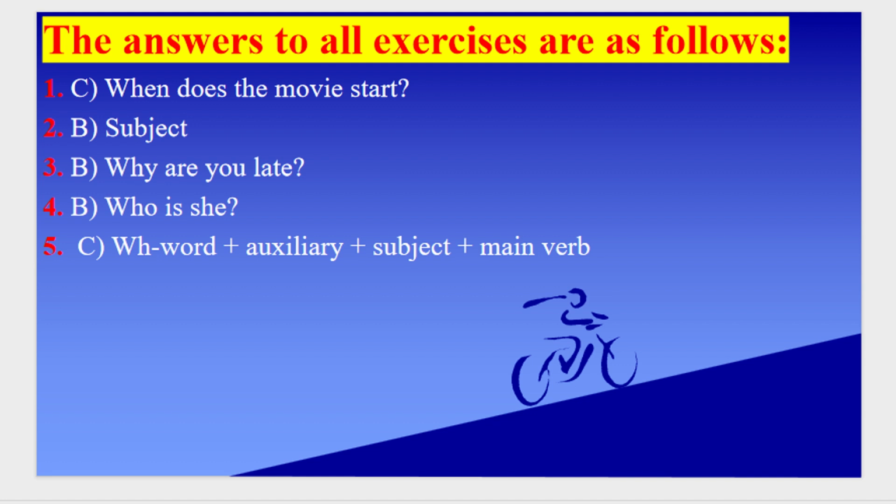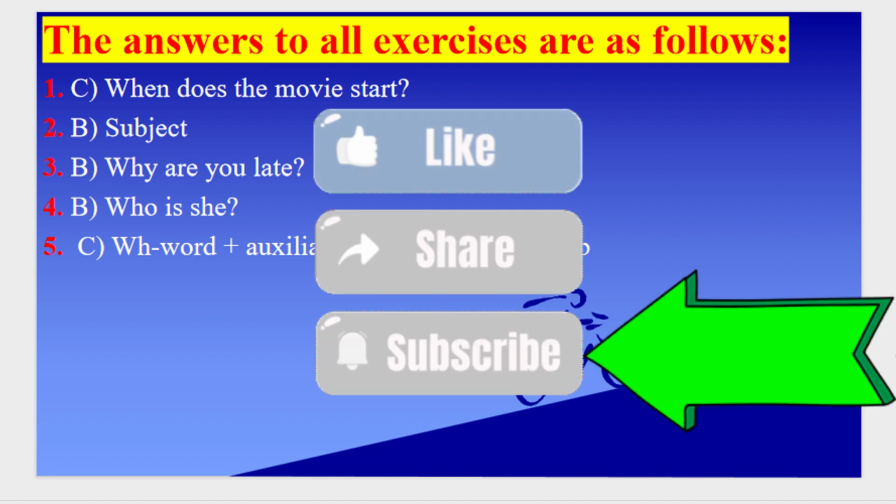The answers to all exercises are as follows. 1. C. When does the movie start? 2. B. Subject. 3. B. Why are you late? 4. B. Who is she? 5. C. WH word plus auxiliary plus subject plus main verb.